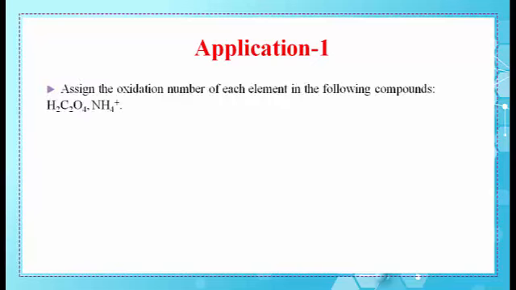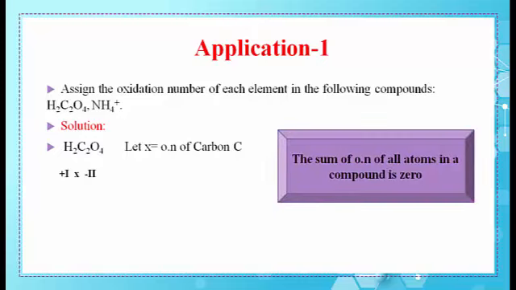To understand this idea more, let's solve this application about assigning oxidation numbers. Assign the oxidation number of each element in the following compounds: H2C2O4 and NH4+. Solution. First, in H2C2O4, we know that the oxidation number of hydrogen is +1 and the oxidation number of oxygen is -2. But we don't know anything about the oxidation number of carbon, so we denote it by X. Let X be the oxidation number of carbon. Let's remember that the sum of oxidation numbers of all atoms in a compound is 0.